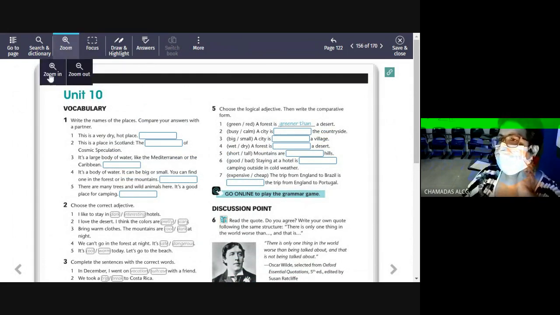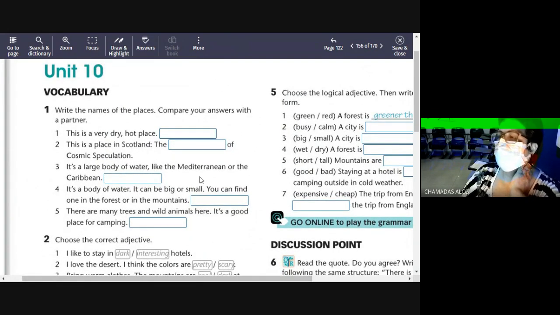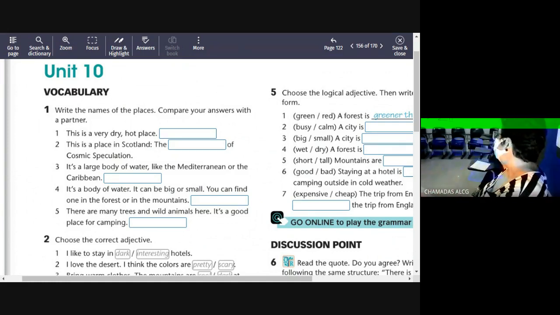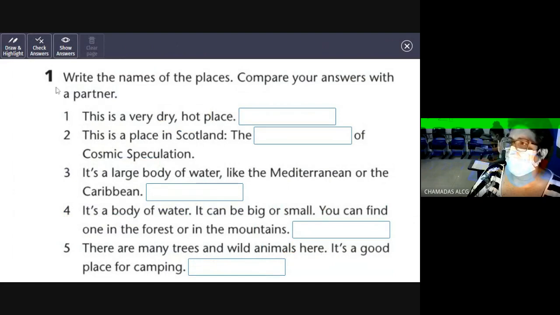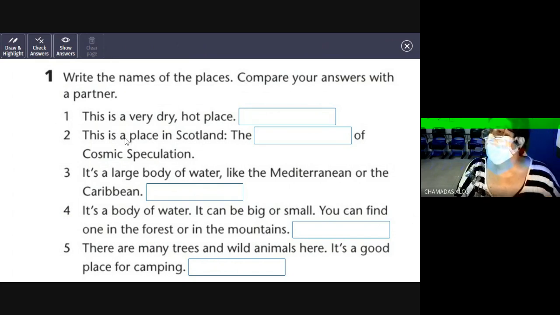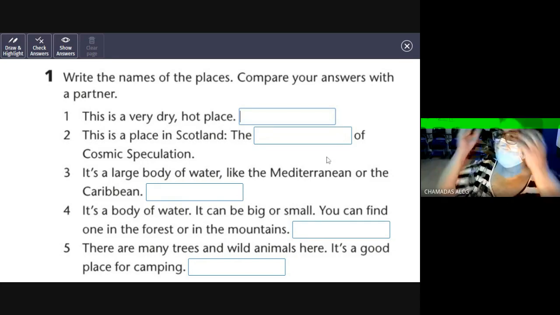Let's see. So first, we are going to review the vocabulary. As we know, Unit 10 talked about adventure, right? Traveling, places to go for adventure. So the first part of the vocabulary asks us to write the names of the places. Compare your answers with a partner. So the first one, this is a very dry, hot place. What place is that?